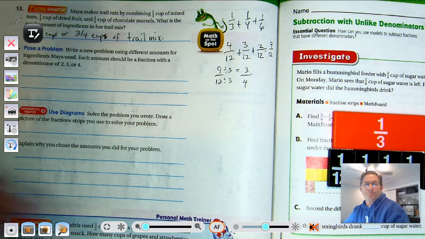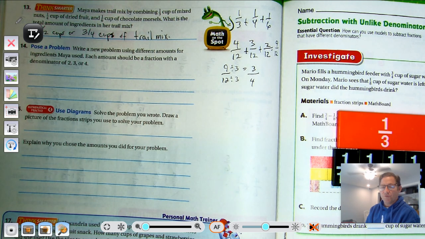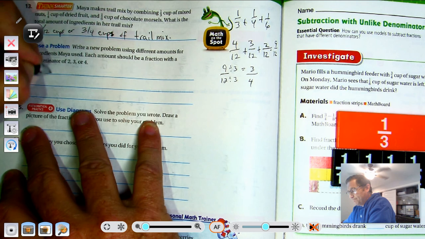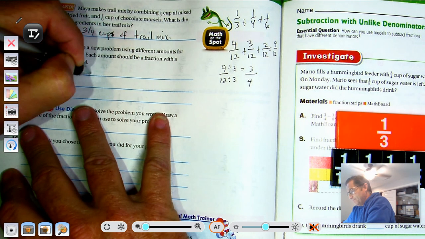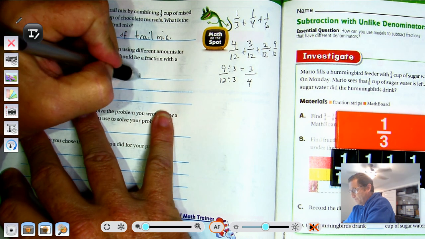All right, 14. Write a new problem using different amounts for the ingredients Maya used. Each amount should be a fraction with a denominator 2, 3, or 4. Okay, so let's say Maya makes trail mix. We're using the previous problem.